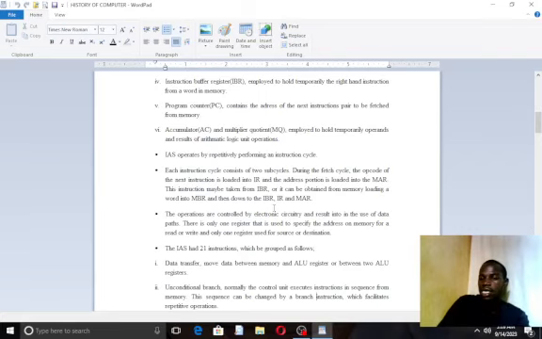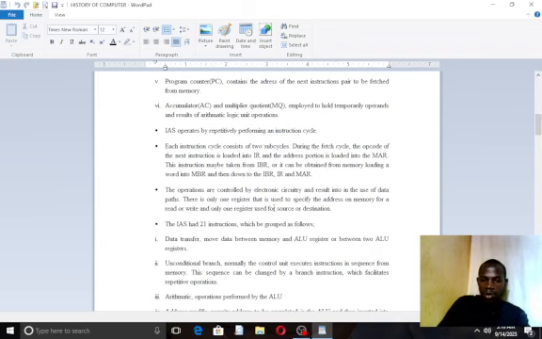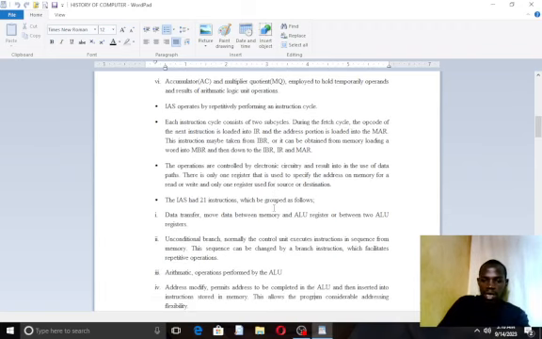This instruction may be taken from the instruction buffer register, or it can be obtained from memory by loading a word into the memory buffer register and then down to the instruction buffer register and memory address register. The operations are controlled by electronic circuitry and result in the use of data paths. There is only one register that is used to specify the address in memory for a read or write, and only one register used for source or destination.